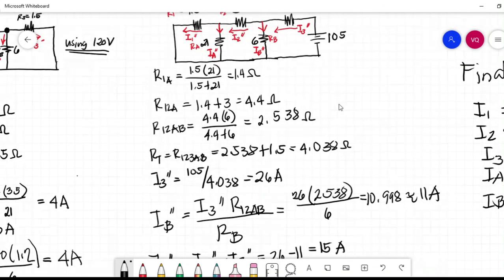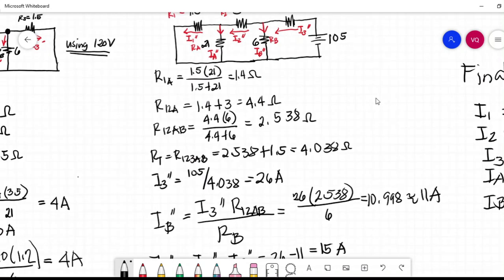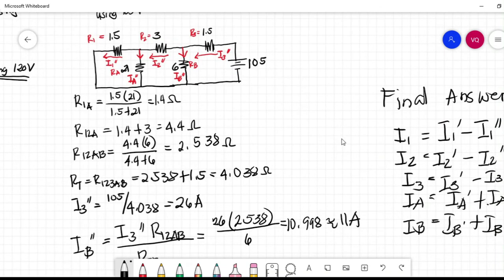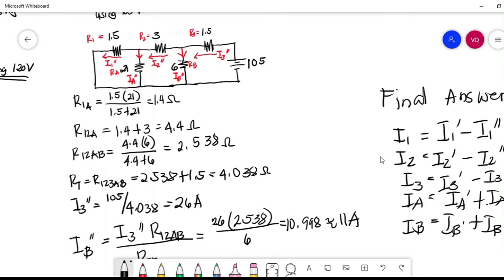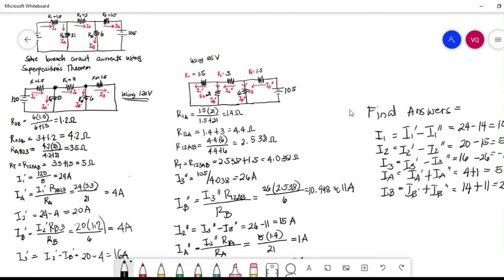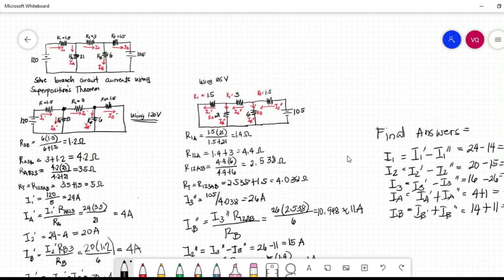So, dito sa node na to, I1 double prime is equal to I2 double prime minus IA double prime. So for final answers, branch current I1, I2, I3, and IA, and IB. So paano natin na-formulate itong mga equations na to? By the direction of their currents.